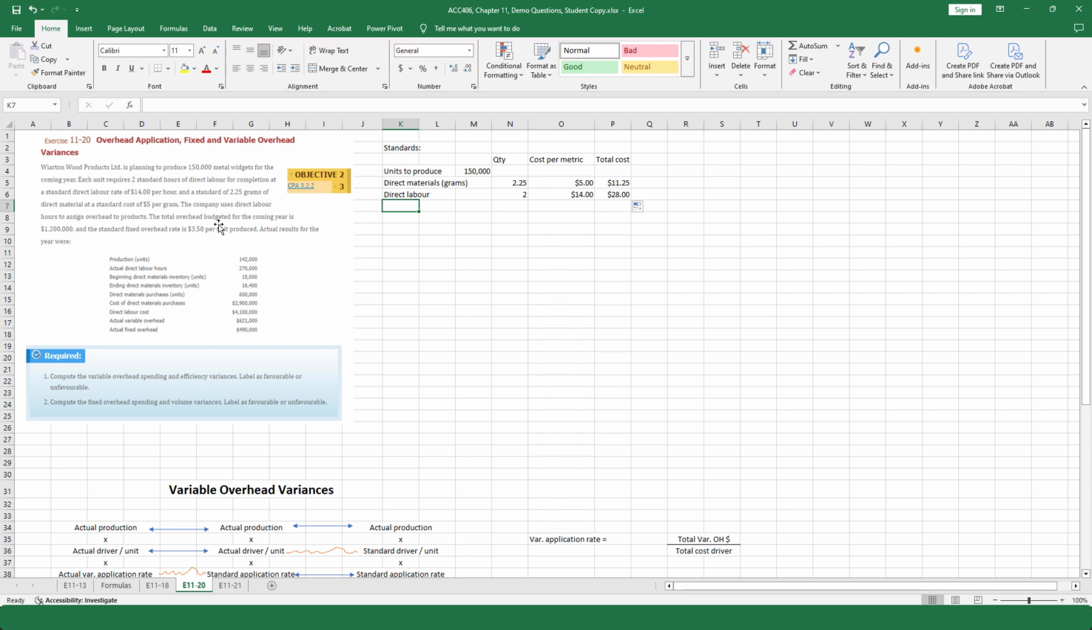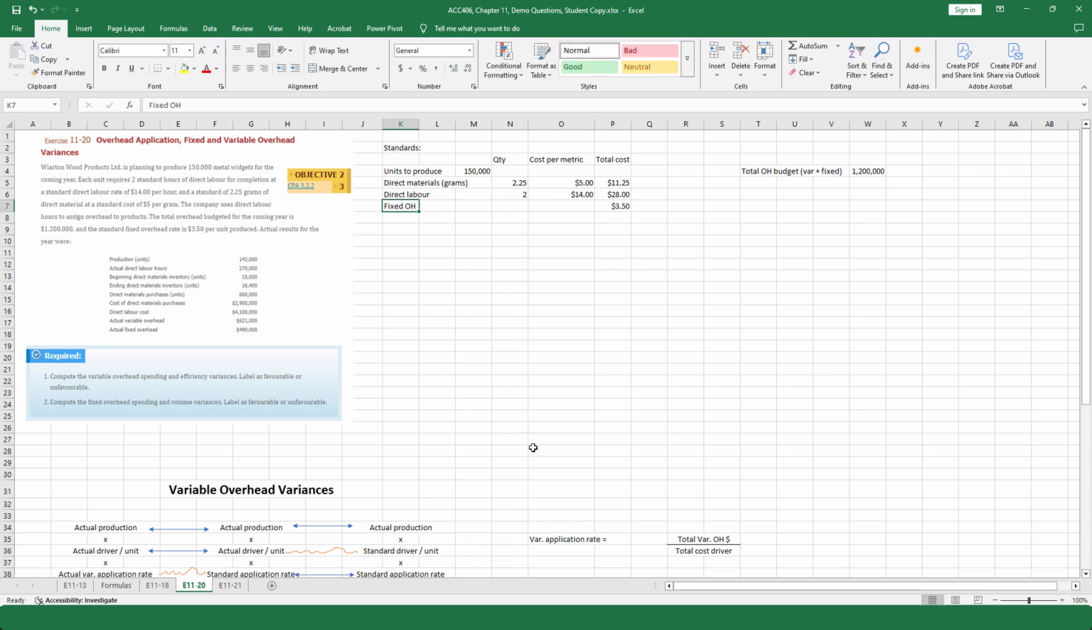The total overhead budget for the coming year is $1.2 million. Total overhead budget, which means this is variable plus the fixed. The standard fixed overhead rate is $3.50 per unit. When they're saying the standard overhead rate is per unit, that means they're telling me the number here. So this is the fixed overhead. They're telling me per unit it's $3.50.